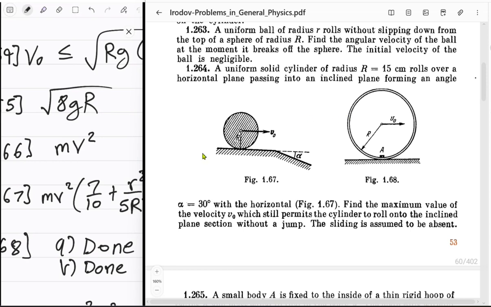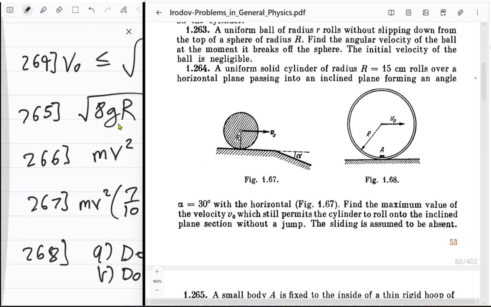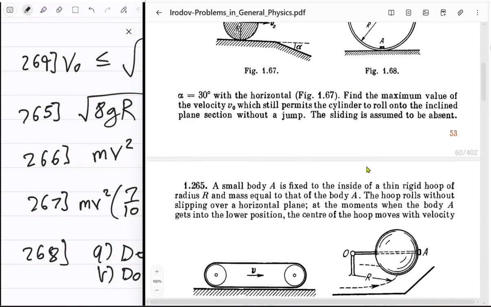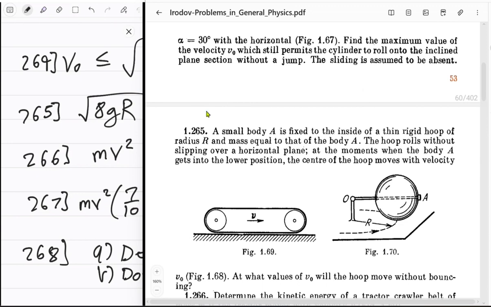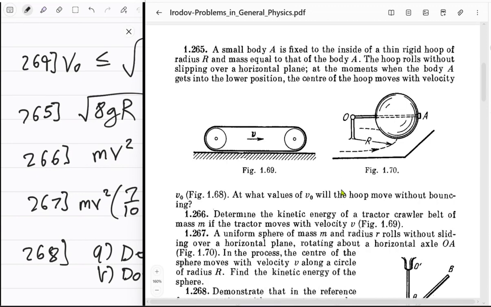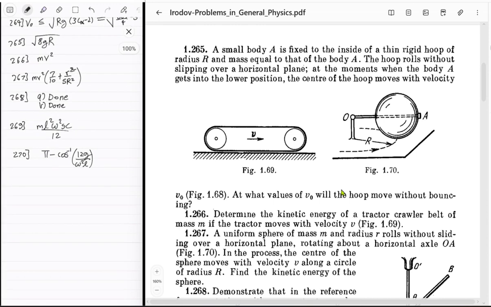Okay, so that was 265th, right? Okay, one second, what was the question? What did they ask? Right, so the value of V naught such that this happens, right? Okay, next. 271.